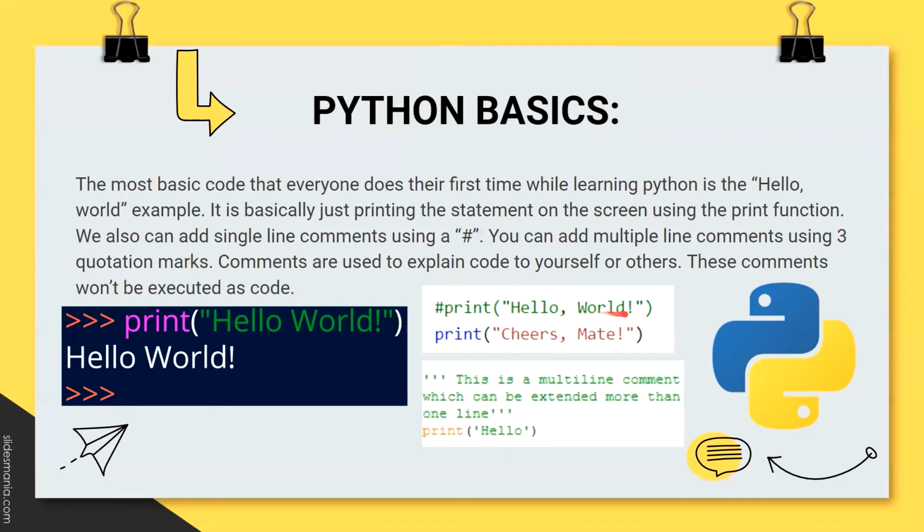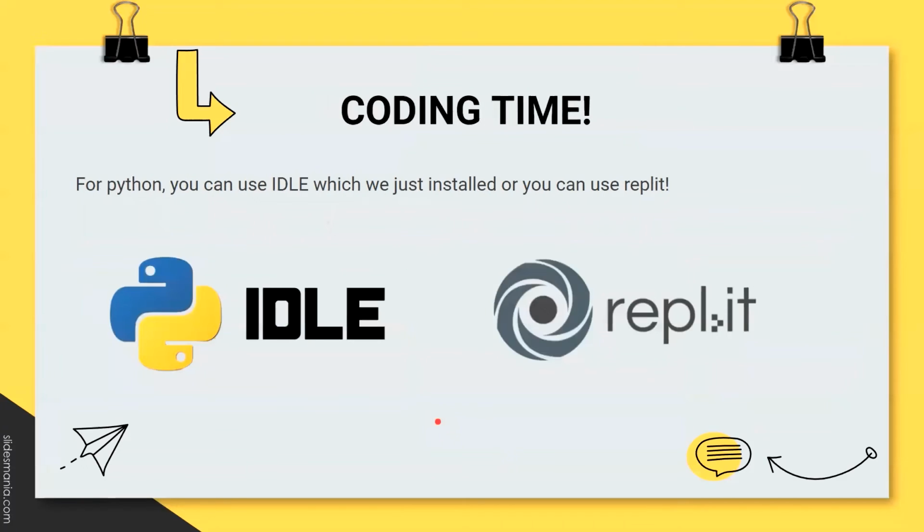So here, even though this is code, it is a comment, so it won't be executed. And this is a multi-line comment, which means that you can extend it over multiple lines. Now we have the print hello, which will be executed because it is not a comment. So now we are going to be doing some coding.